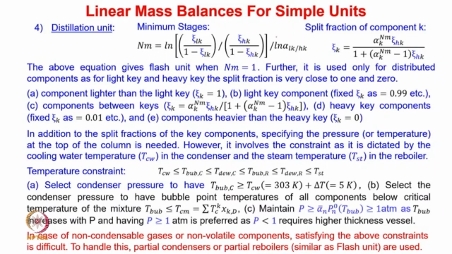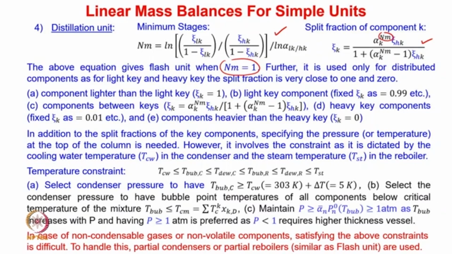Now we have obtained these two equations, this is equation number 1 and this is equation number 2. Now you can see that if I put Nm equals 1 in this equation, it turns out to be the same equation we have seen for the flash unit calculations. So for flash unit, remember we had zeta Hk divided by 1 plus alpha k minus 1 into zeta Hk. So if we use the minimum number of stages equal to 1, then it becomes the flash unit.